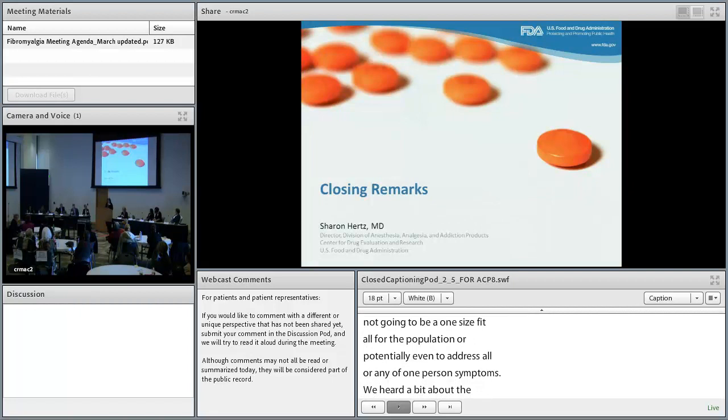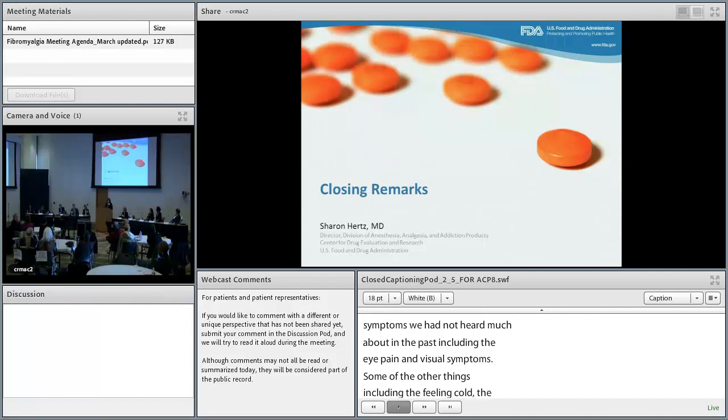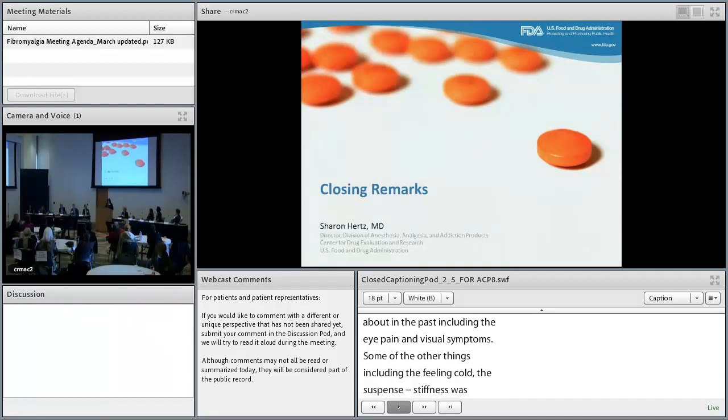We heard quite a bit about the different manifestations of pain and fatigue, some interesting symptoms that we hadn't heard much about in the past, including the eye pain and visual symptoms, some of the other things, including the feeling cold. The stiffness was very interesting for me to hear. That was one in particular I wasn't as familiar with. And I think that the emphasis that we've heard on multimodal therapy is very important.